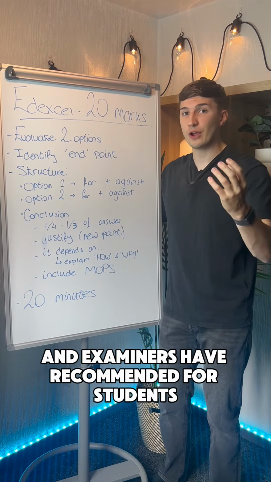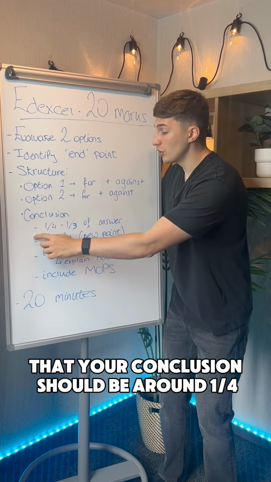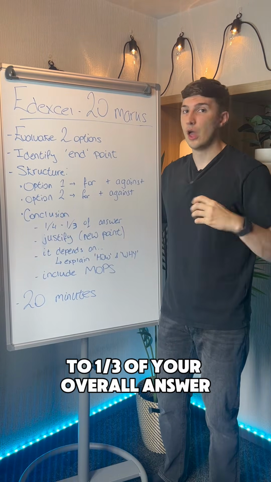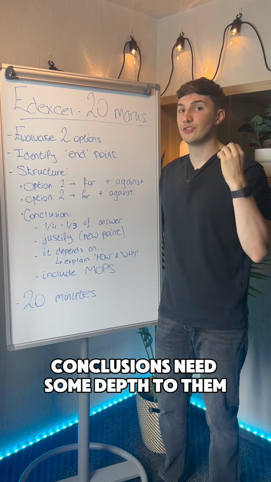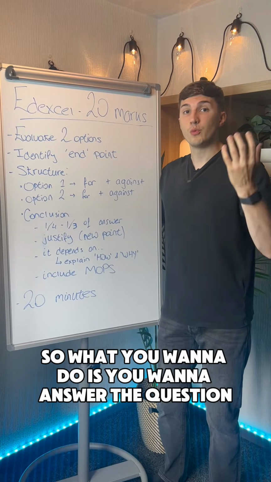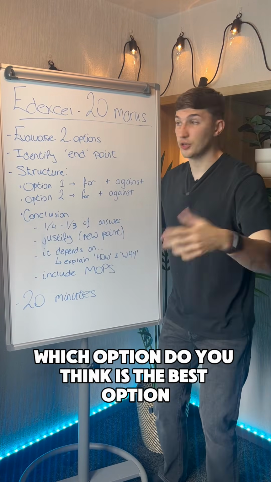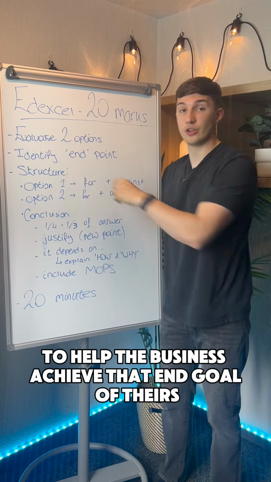And examiners have recommended for students that your conclusion should be around 1/4 to 1/3 of your overall answer, which shows that these conclusions need some depth to them. So what you want to do is you want to answer the question, which option do you think is the best option to help the business achieve that end goal of theirs?